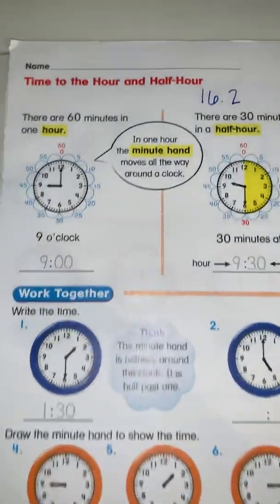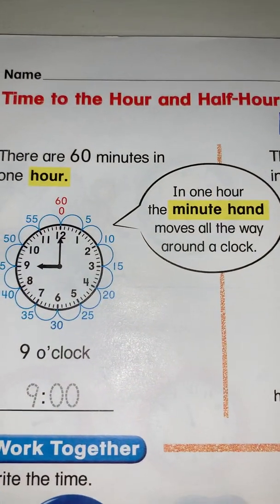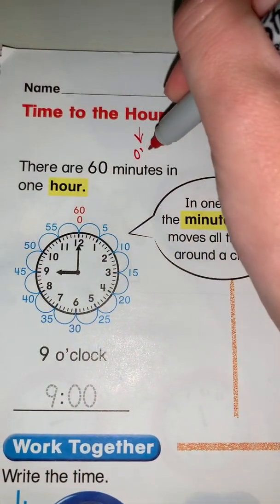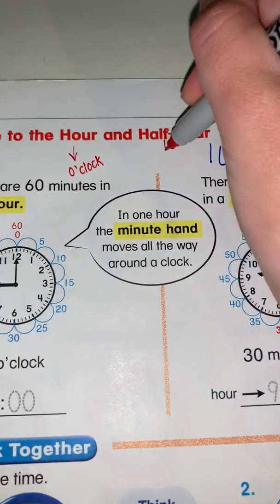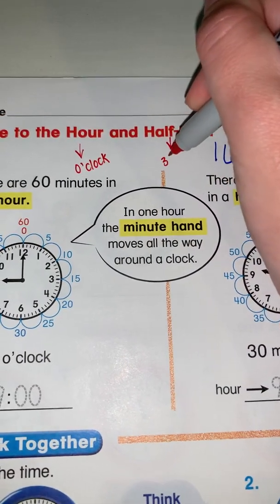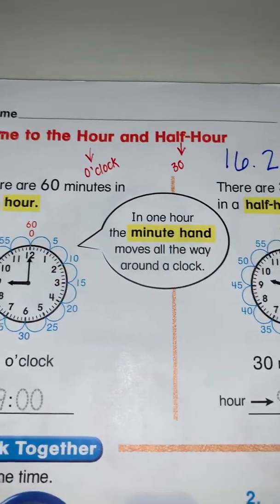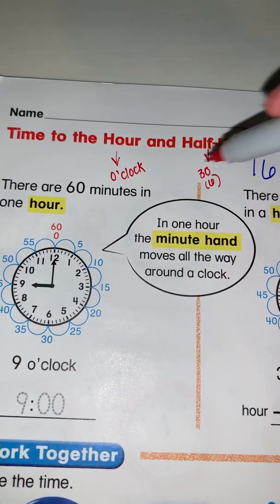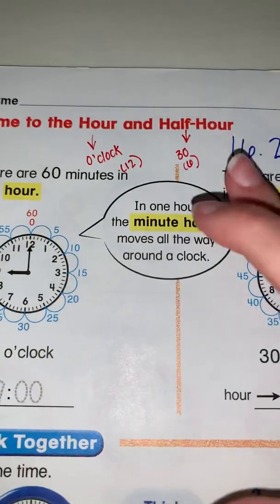But if you've already watched them, great, you're ready to go. So we are going to be practicing telling the time to the hour and the half hour. So this is the o'clock that the videos were talking about. And this is the 30 that they were talking about, right? 30 minutes is a half hour. And this is on the 6. This is on the 12.